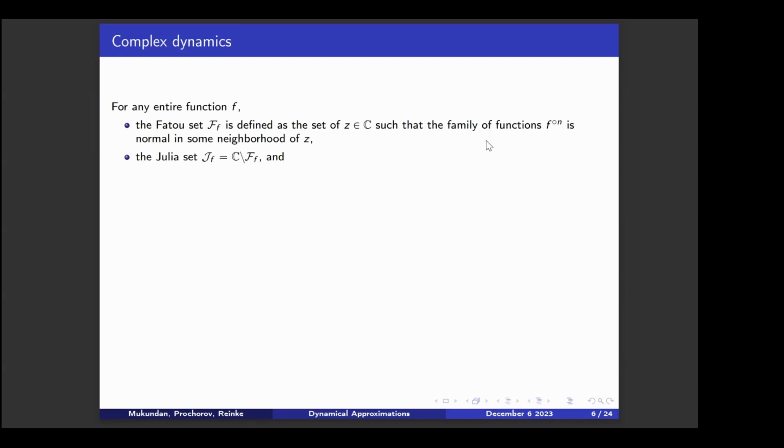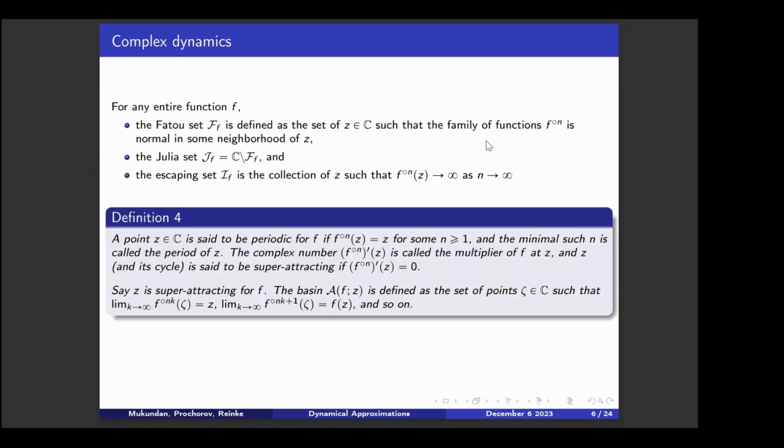The Julia set is the complement of the Fatou set, and since I'm restricting all maps to the plane, I'm taking the complement on the plane. And the escaping set is the collection of points which escape to infinity under iteration. Okay. So these are all sets that are invariant under the function, and we care about them. We care about their topology, their geometry, etc. when we study complex dynamics.